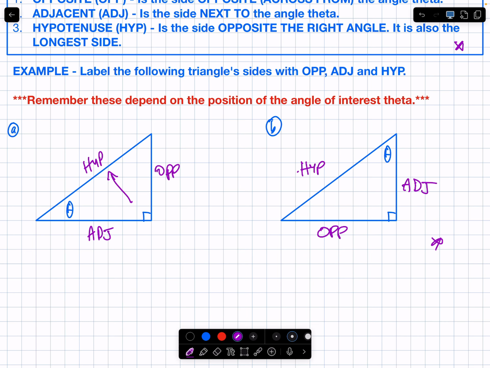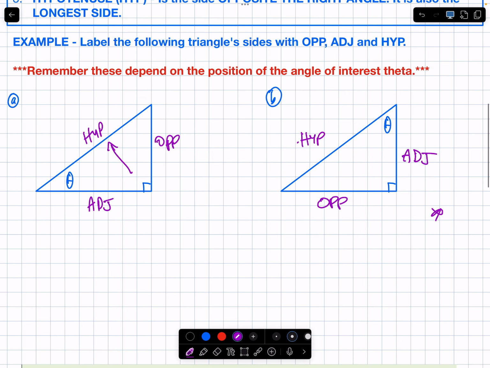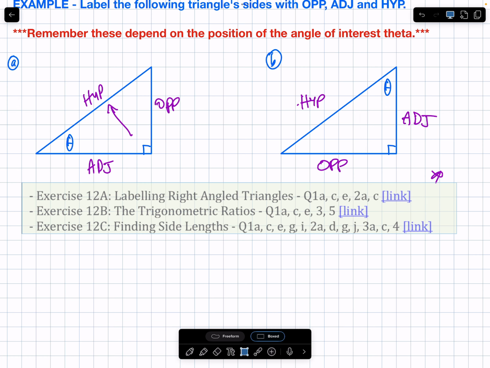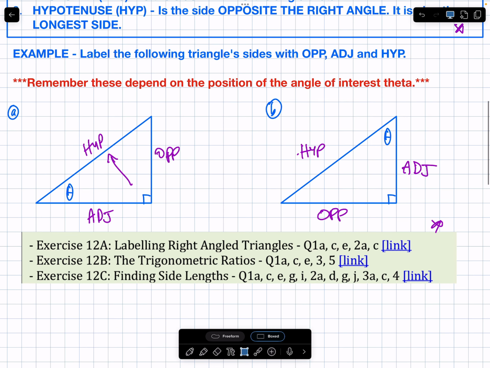That seems simple, but if you stuff that up, you can't actually do the next thing, which is using SOHCAHTOA. Have you heard of SOHCAHTOA before? What I'll try to do is actually explain to you what SOHCAHTOA is. So just get that down. I'll give you a heads up on what exercises you're going to do. But right now, I'm going to teach the second lesson on trig ratios.